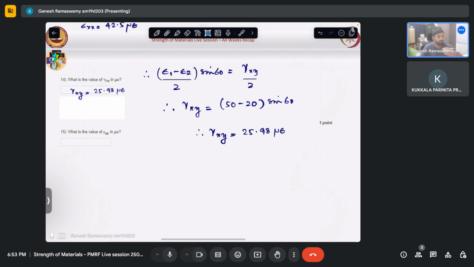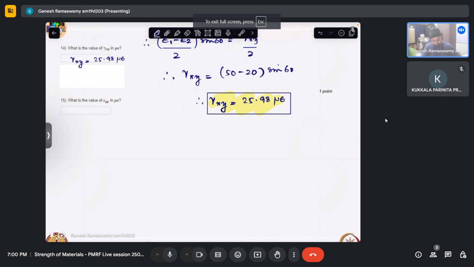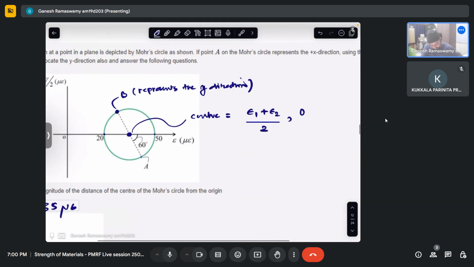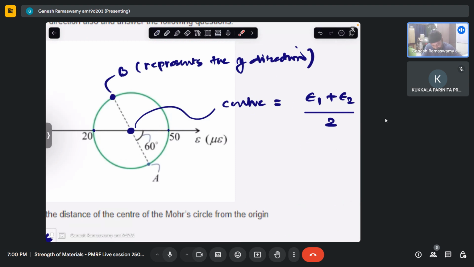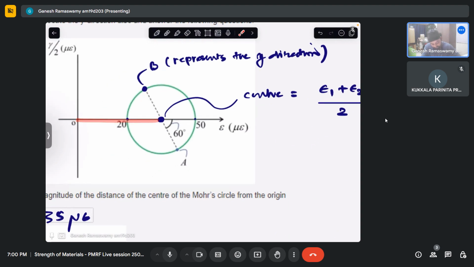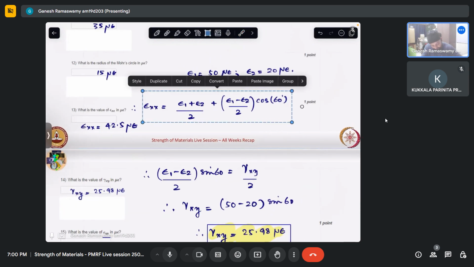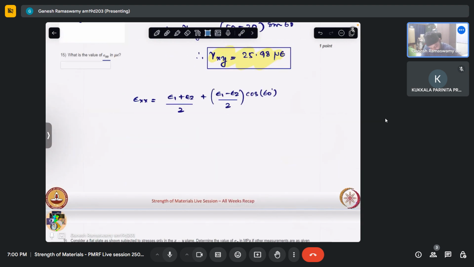Sound is okay now. So we have calculated gamma xy equal to 25.98. Now we have to calculate the value of epsilon yy. From here we can see that this is the y direction. So epsilon yy is the ordinate of this point, which is from the center. We know from here this is also 60 degrees. So this is the radius. We just have to subtract it instead of adding it as we did here. So for epsilon yy, I simply have to subtract this quantity instead.